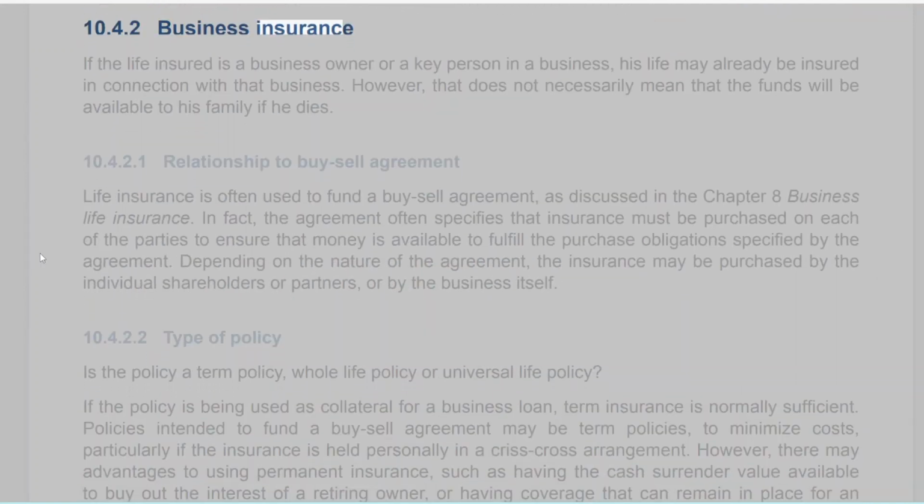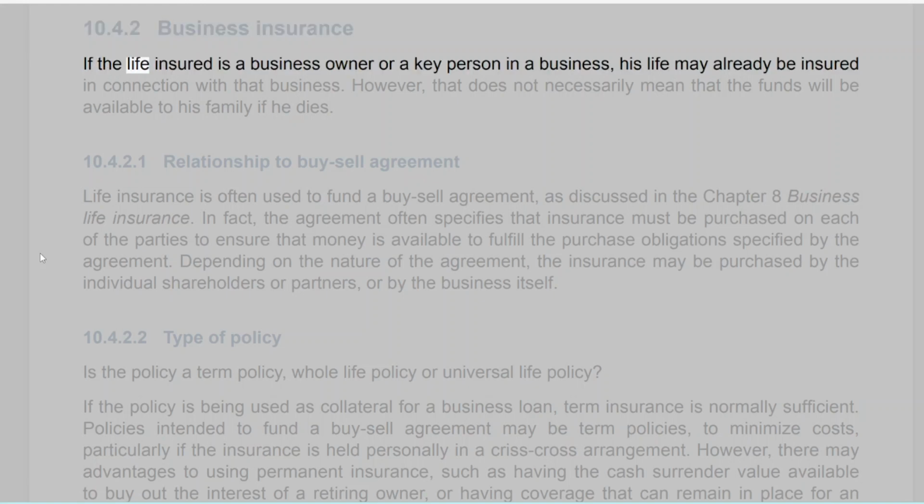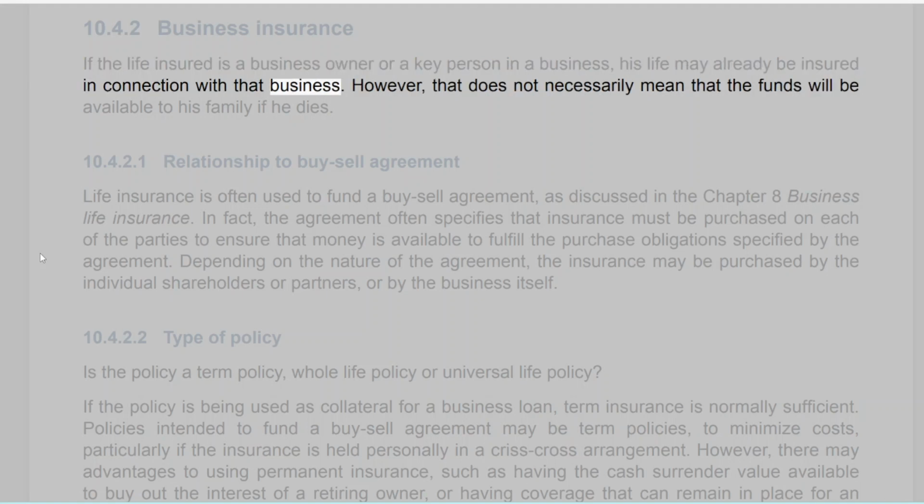10.4.2 Business Insurance. If the life insured is a business owner or a key person in a business, his life may already be insured in connection with that business. However, that does not necessarily mean that the funds will be available to his family if he dies.